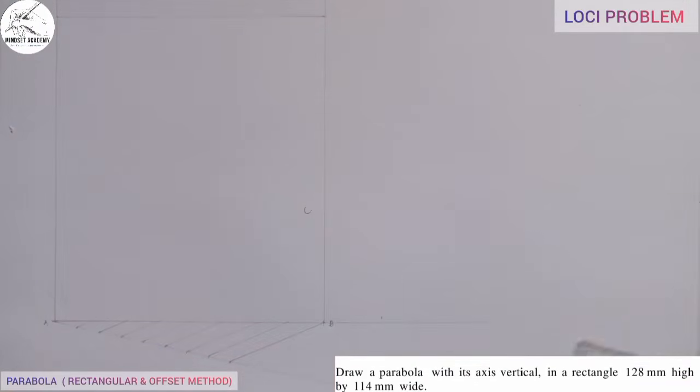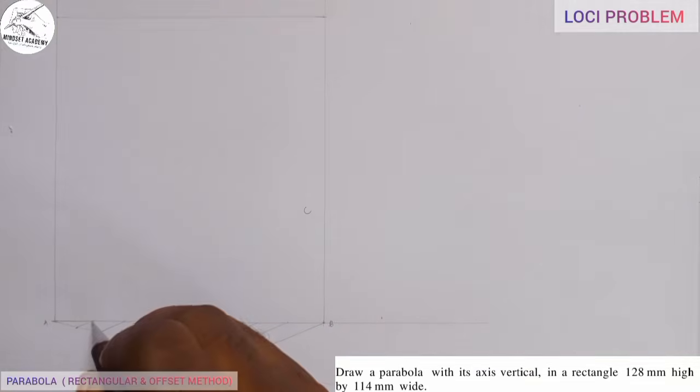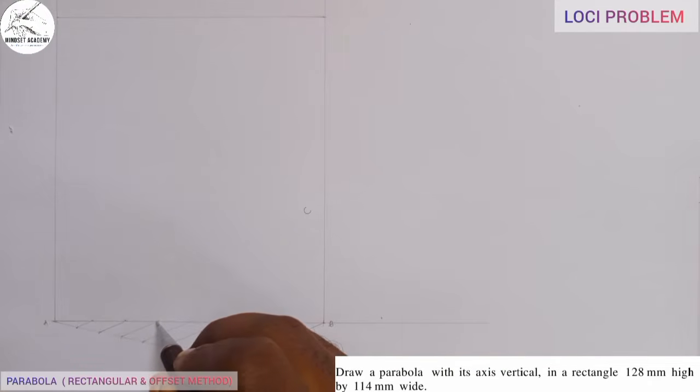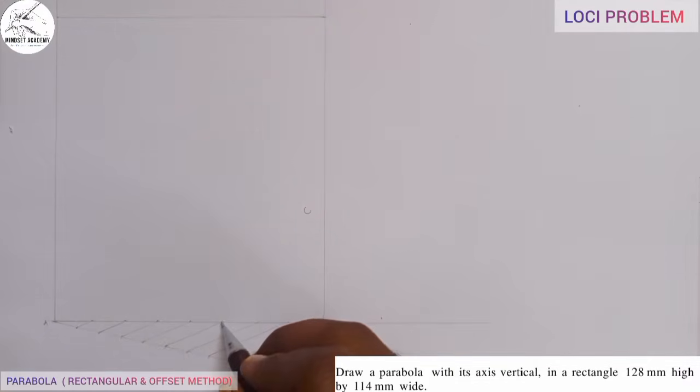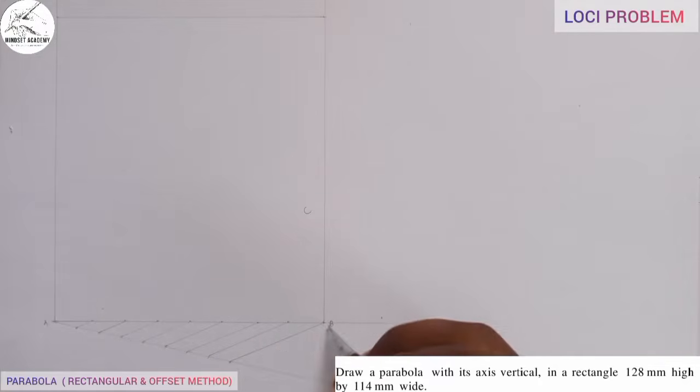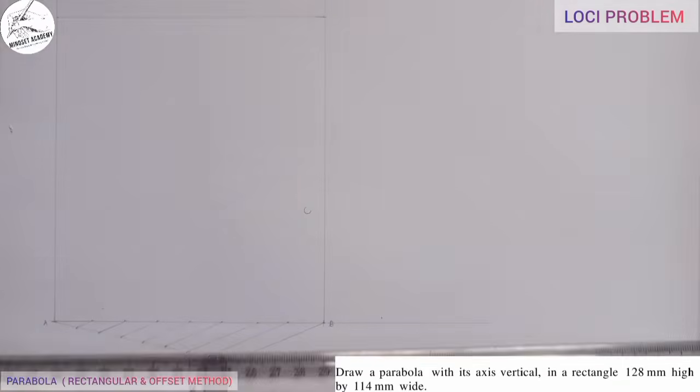This is what we have here. I divided it into 8. How did I know that? I'm going to project all those points, this point, this point, this point, this point, this point, this point, this point, vertically upward.